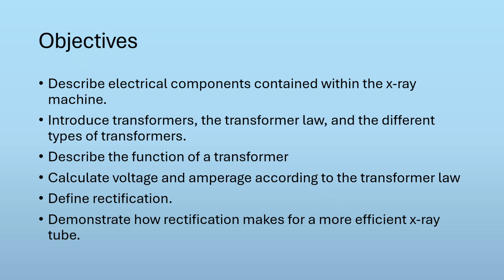We'll talk about the function of a transformer, how between Faraday and Fleming, we figure out what's happening and why we get a current on the other side. We are going to do some word problems with the transformer law. And so you will see those on upcoming quizzes and exams. And then we're going to talk about rectification and how rectification actually changes the electricity we're using such that we can more efficiently run the X-ray tube.